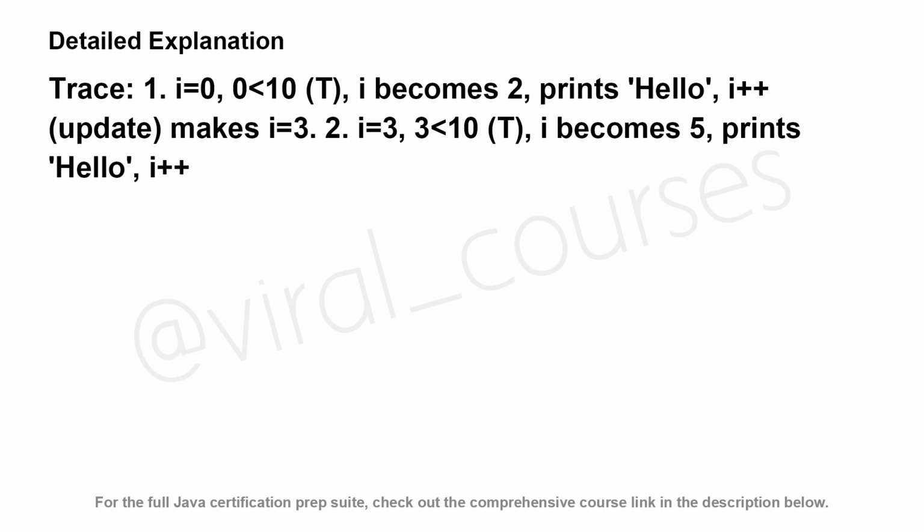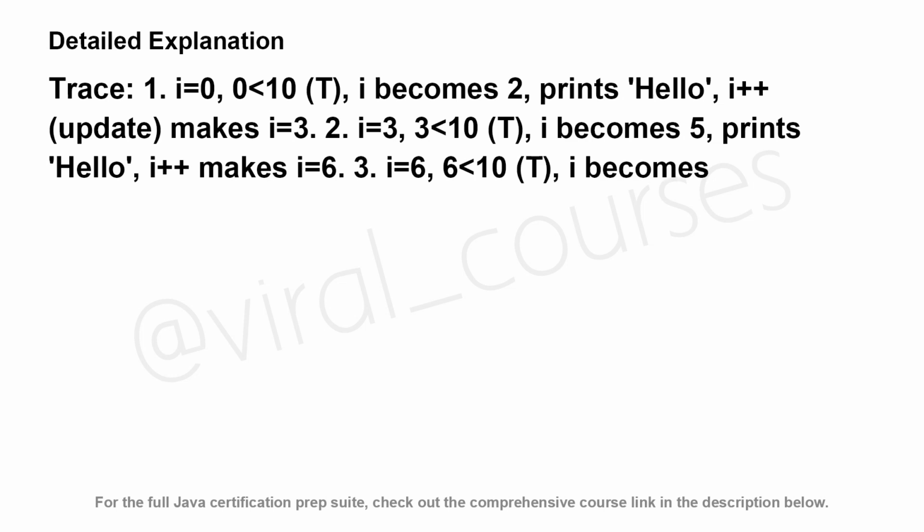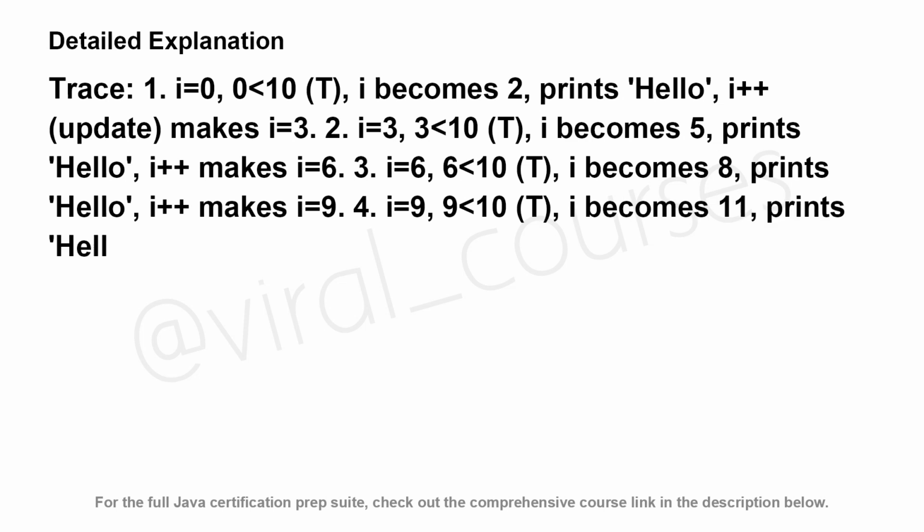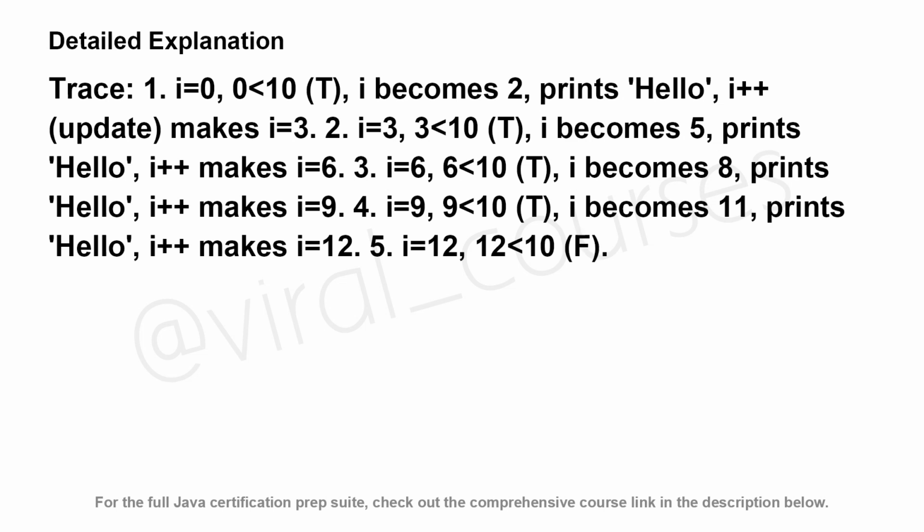i++ makes i equals 6. 3. i equals 6. 6 less than 10, true. i becomes 8. Prints hello. i++ makes i equals 9. 4. i equals 9. 9 less than 10, true. i becomes 11. Prints hello. i++ makes i equals 12. 5. i equals 12. 12 less than 10, false. Total prints, 4.